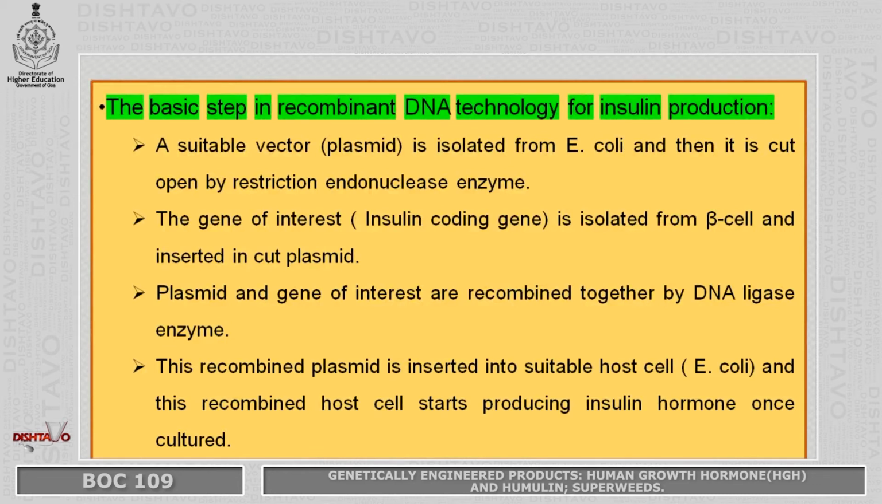Okay, we need to have a suitable vector, which is a plasmid isolated from E. coli cells, and then it is cut by restriction endonuclease enzymes. The gene of interest, that is the insulin gene, from beta cells is inserted into the cut plasmid. The plasmid and gene of interest are recombined together by DNA ligase enzyme, and this recombined plasmid is inserted into a suitable host cell, E. coli again, and this recombined host cell is cultured and fermented to produce insulin.